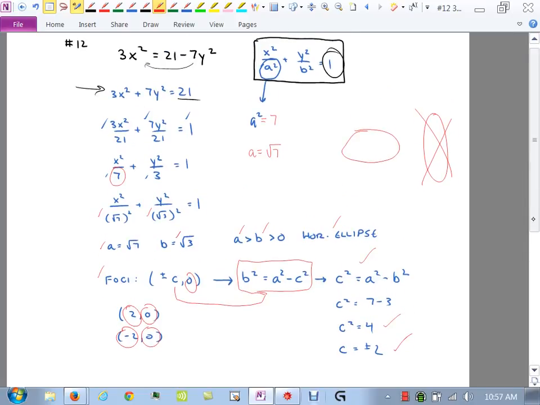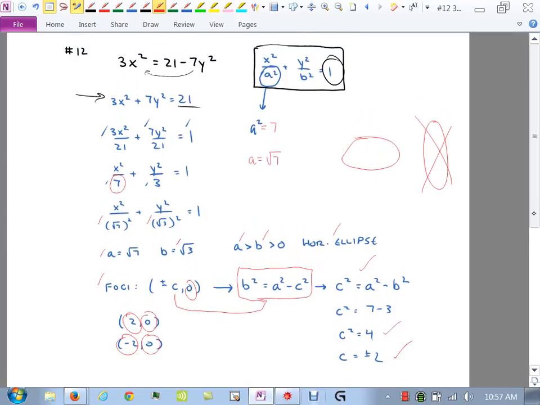Now to graph this, all you have to do is, like, let x be 0. If you let x be 0, you can figure out what y is. If you let y be 0, you can figure out what x is. You can plot some points and draw your ellipse. Or you can just look at the picture online and try and match up the one that best fits what you have here. Okay, hope that helps.